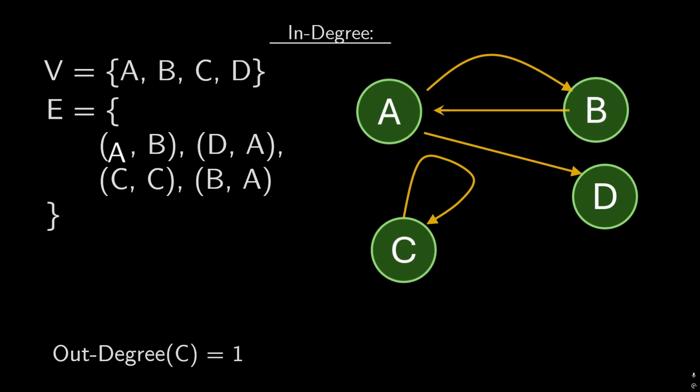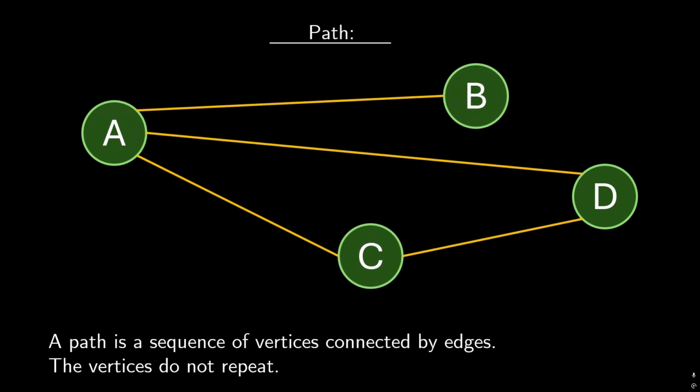Okay, so moving on, more terminology. What is a path? A path is a sequence of vertices that are connected by edges, and here the vertices do not repeat, right? So think of it this way: a path is really you just trying to walk the graph.